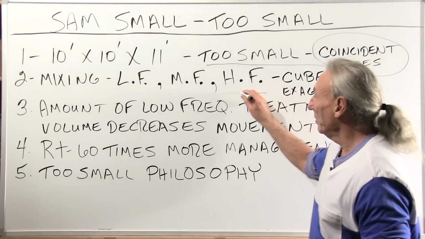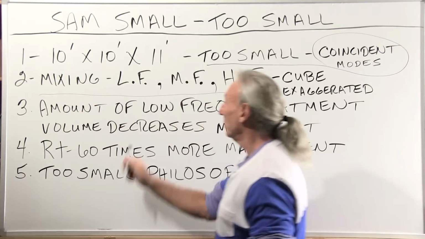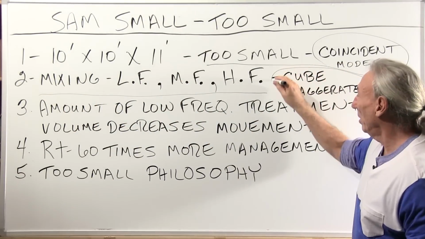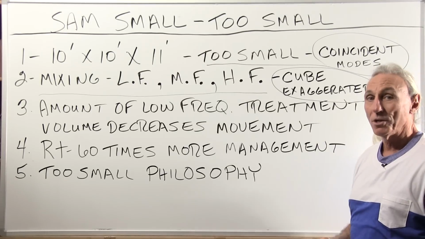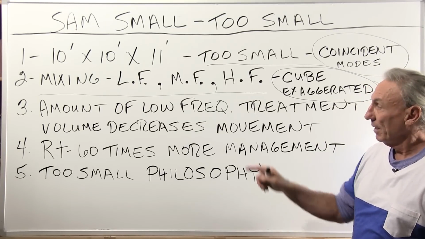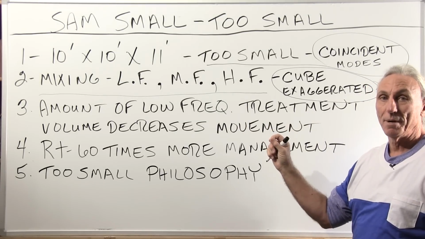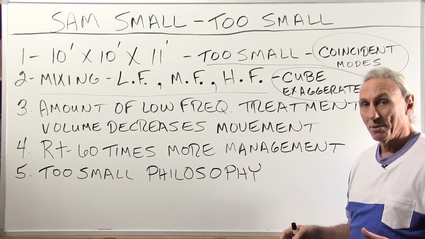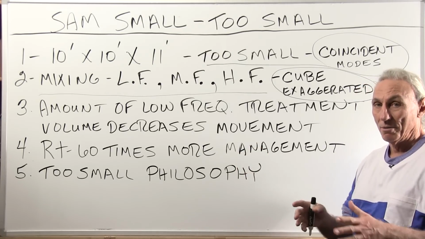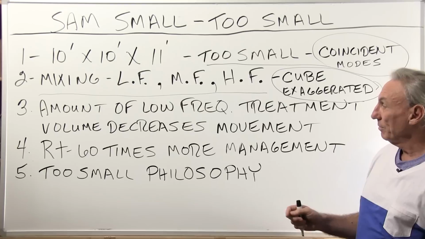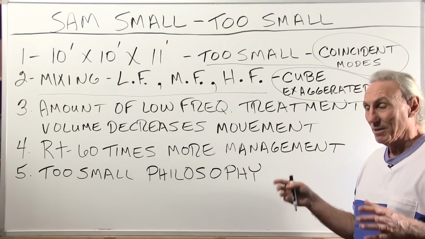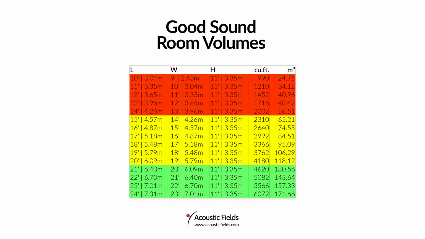So he's going to be mixing in this room. His low frequency, middle frequency, and high frequency issues are all exaggerated because of the cube effect, as we call it. So he's going to have an extensive amount of low frequency treatment, and that's going to decrease the volume in the room, and you're going to see in the video how cramped and crowded his room is. So he's going to limit the amount of space, and that's why we have the red, the yellow, and the green areas on our room size chart.